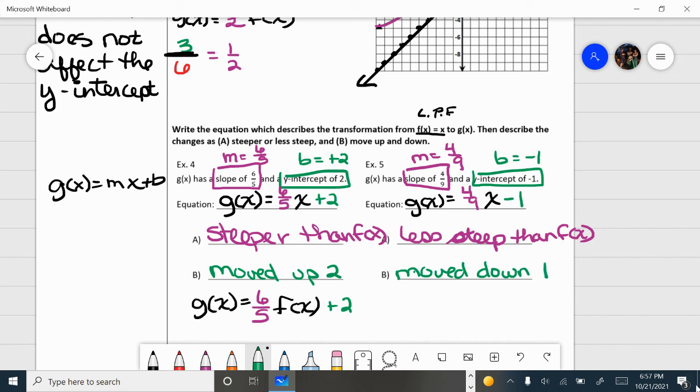Now, again, let's rewrite this equation in the function notation form with the f of x notation. So g of x equals 4 over 9 f of x minus 1. So we're taking the entirety of the function f of x, multiplying it by 4 over 9, and then subtracting 1 from it.